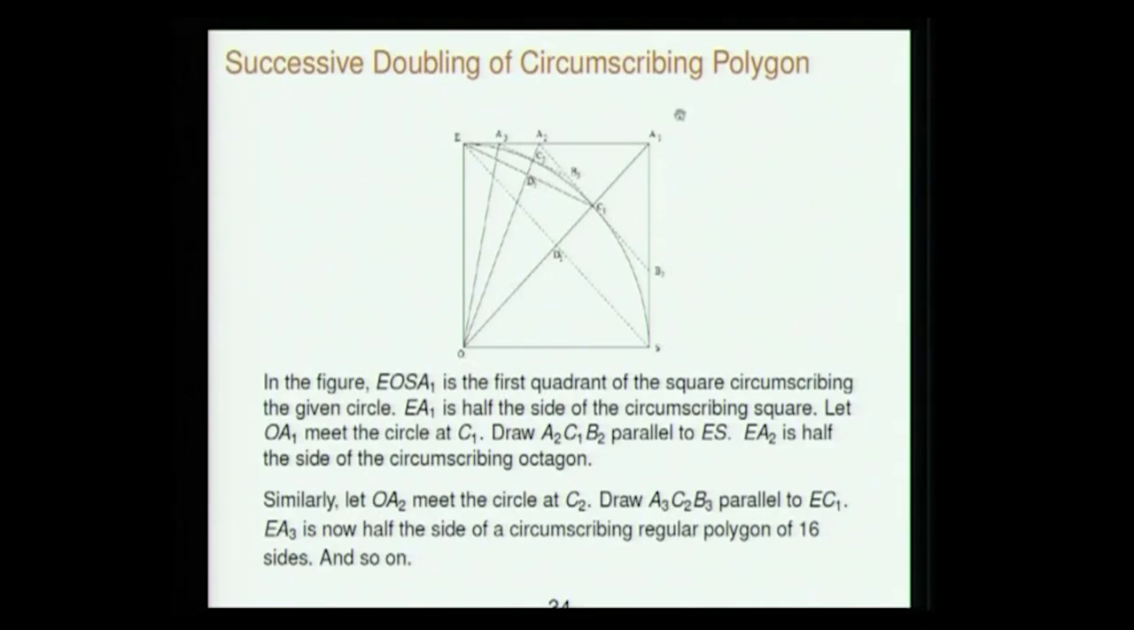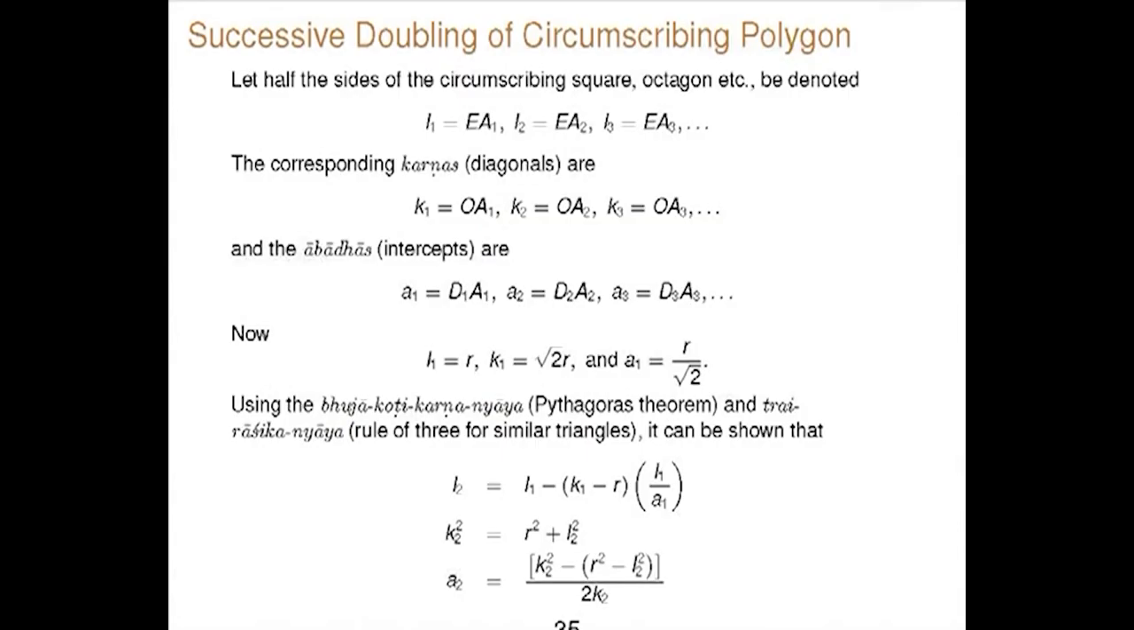D1A1 will be the abhadha in this right angle triangle, D2A2 will be the abhadha in this triangle, and similarly D3 is not shown there. So those are the abhadhas which will come handy in doing this calculation. They are given by the following.